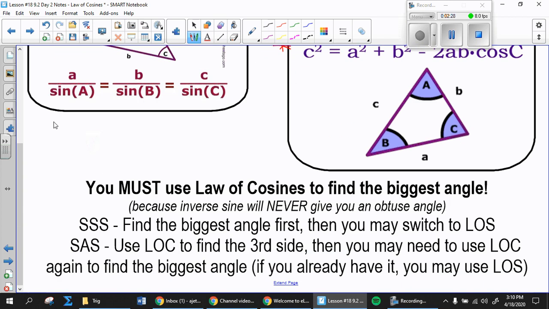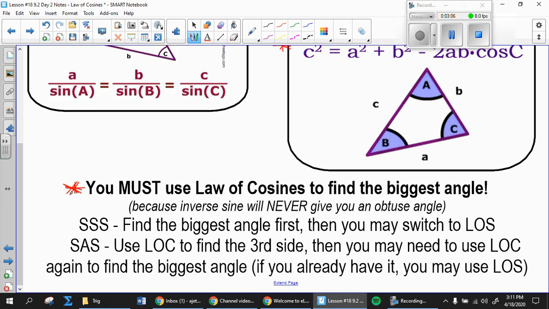Now, with law of cosines, you have this one big rule that we always go by. You can start with law of cosines and then finish with law of sines, because law of sines is a little bit simpler, a little bit easier to use. So we're going to do law of cosines to find one piece, and then use law of sines to find the rest of the pieces. This big rule says you must use law of cosines to find the biggest angle first. Whatever's across from the biggest side, that's going to be our biggest angle.